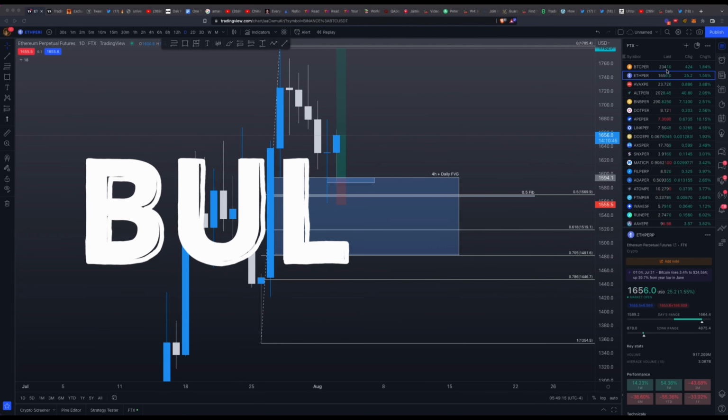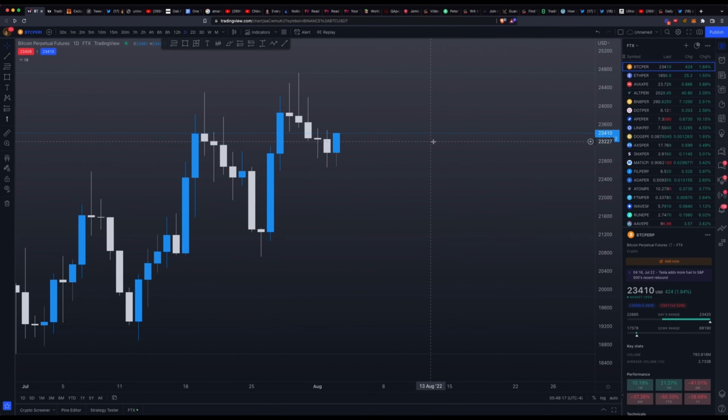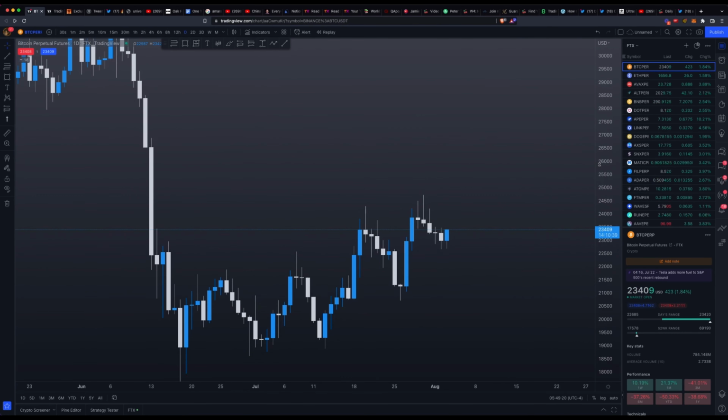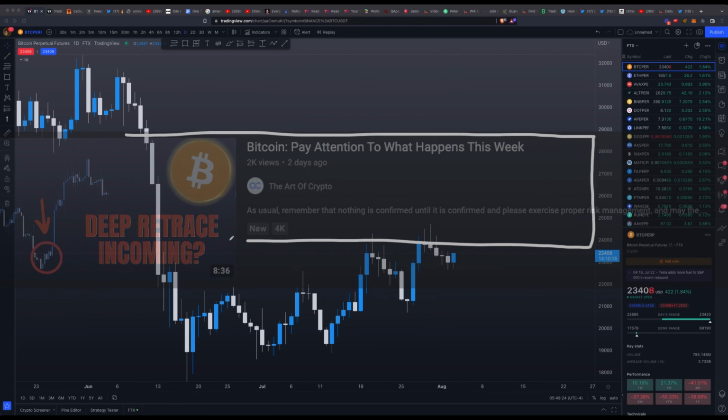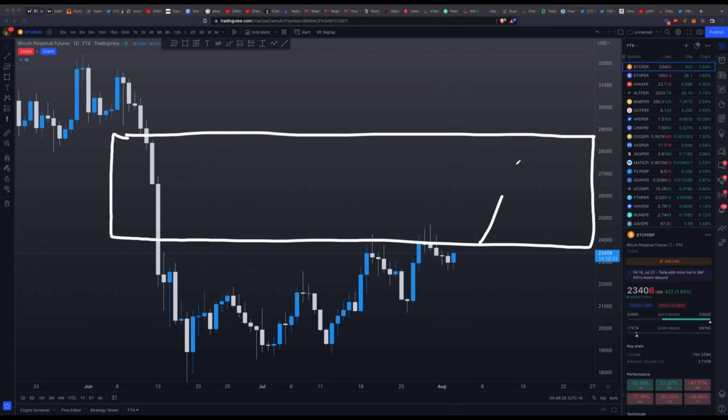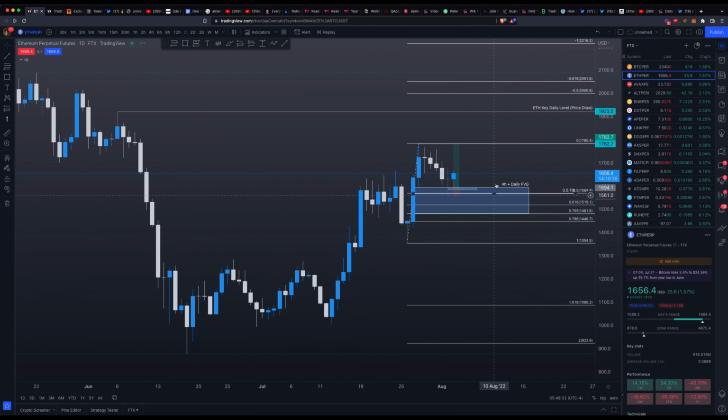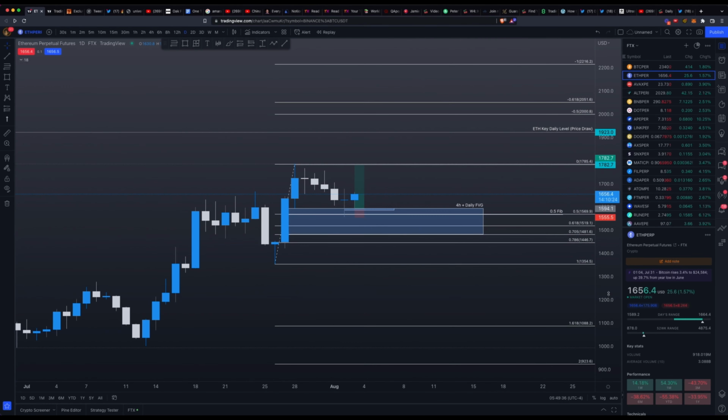Either way, I am still bullish on Ethereum, and the primary reason for that is going to be Bitcoin. If you haven't watched the Bitcoin video that I posted 2 days ago, you're going to want to do so. There is just so much imbalance over here, and there is zero resistance preventing Bitcoin from just taking off all the way to $28,000. So because of that, I expect Ethereum to follow suit.